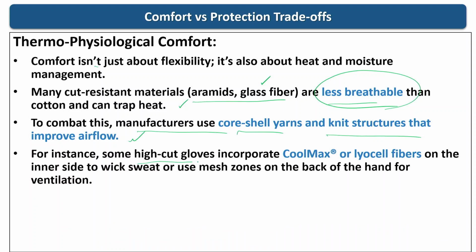For instance, some high cut resistant gloves incorporate Coolmax or Lyocell on the inner side to wick the sweat. So, the inner layer will be these absorbing fibers like Coolmax or Lyocell, or use a mesh zone at the back of the hand for ventilation. So, at the back of the hand some mesh zone is also used to create some ventilation. So, the proper designing of clothing is also important.